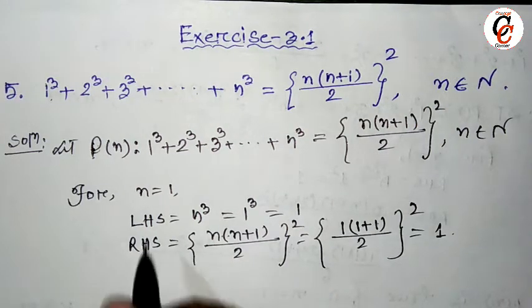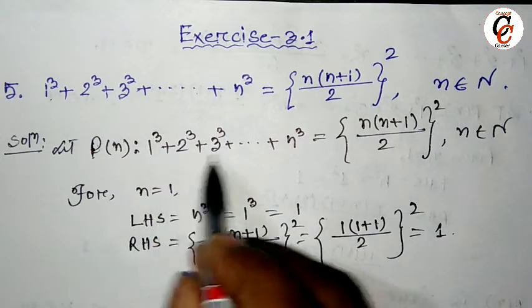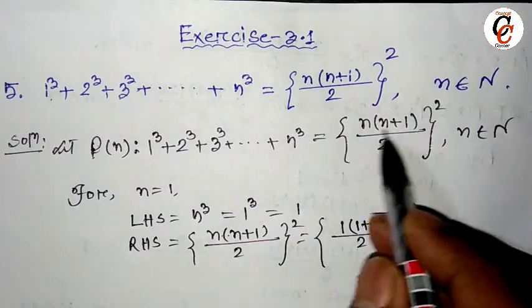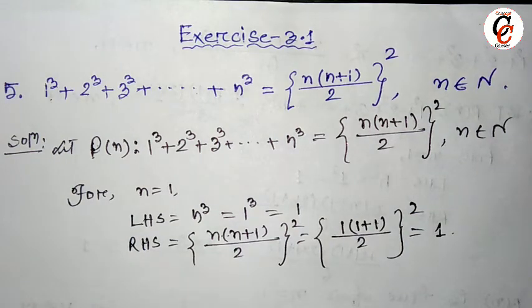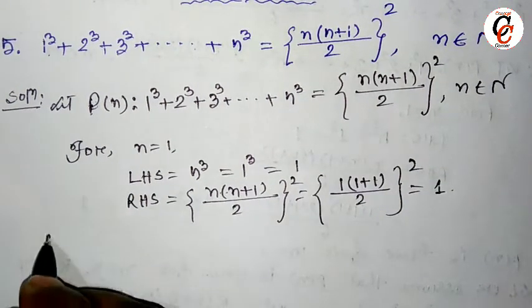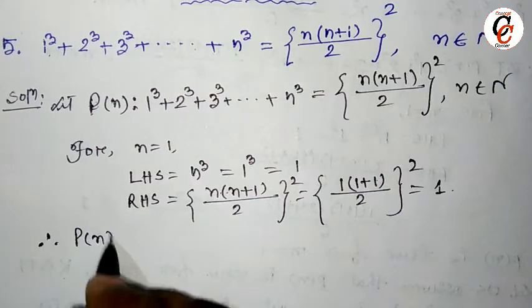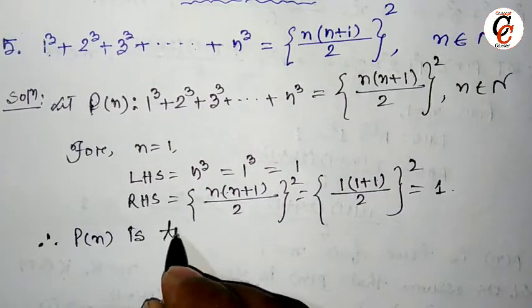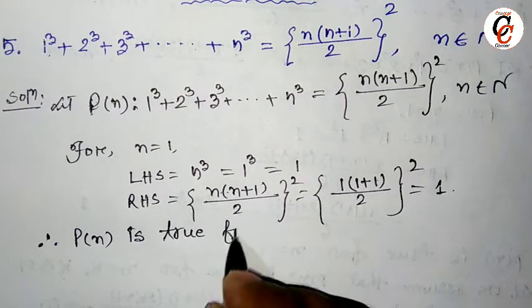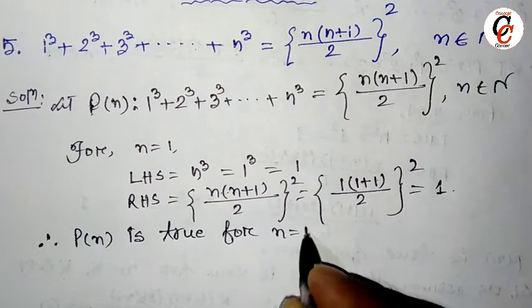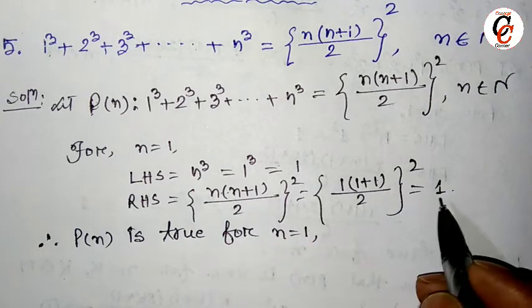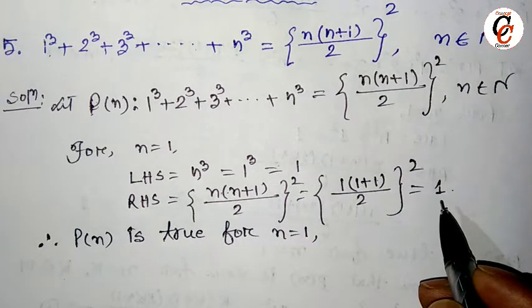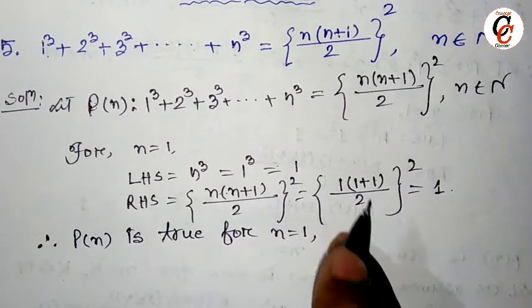That means when we put n equal to 1, the right hand side and left hand side of the equation are equal. So we can write, therefore, Pn is true for n equal to 1, because left hand side and right hand side both become equal. So Pn is true for n equal to 1.